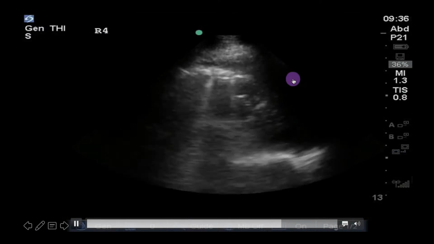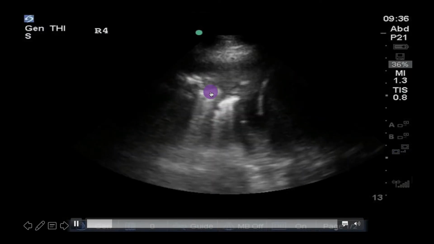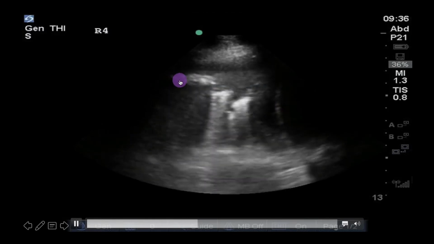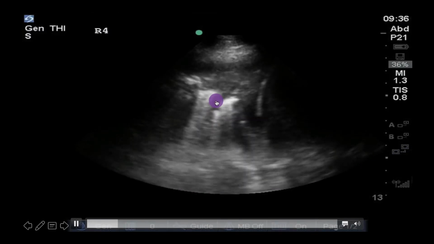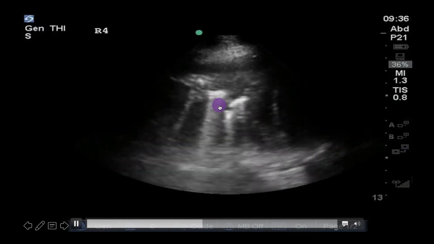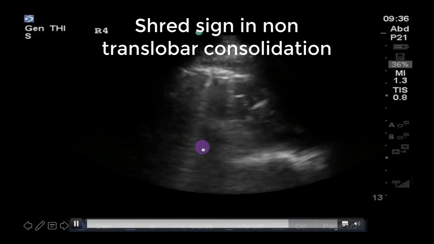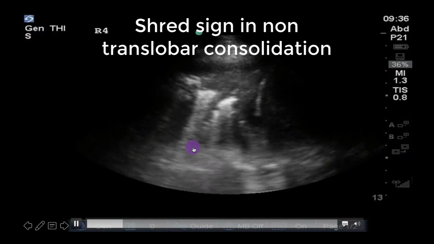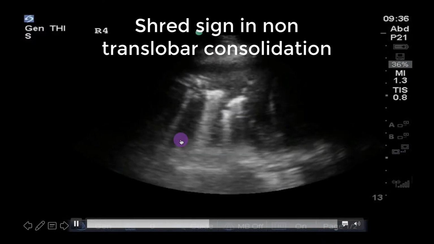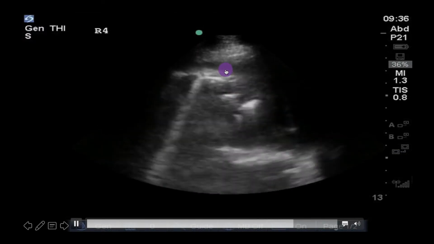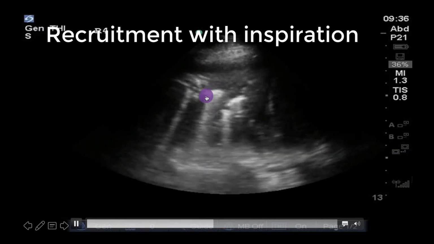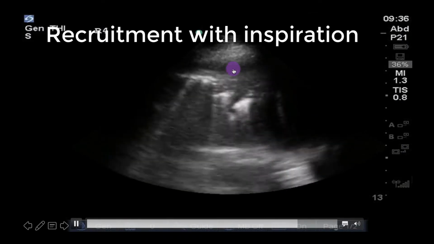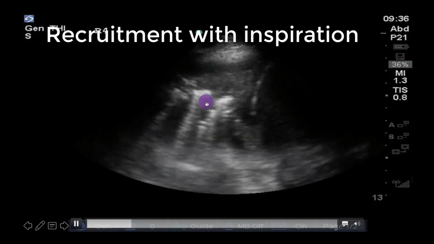When the consolidation is not translobar, we will see a fractal border caused by ring-down artifact, which is sometimes mistaken for B lines. This is known as the shred sign and signifies a non-translobar consolidation. Also interesting to note here is the decrease in size of the consolidation on inspiration, suggesting some component of atelectasis.